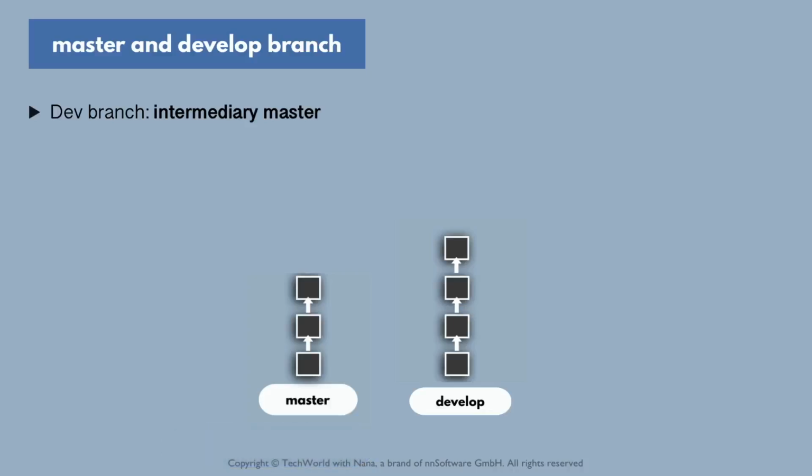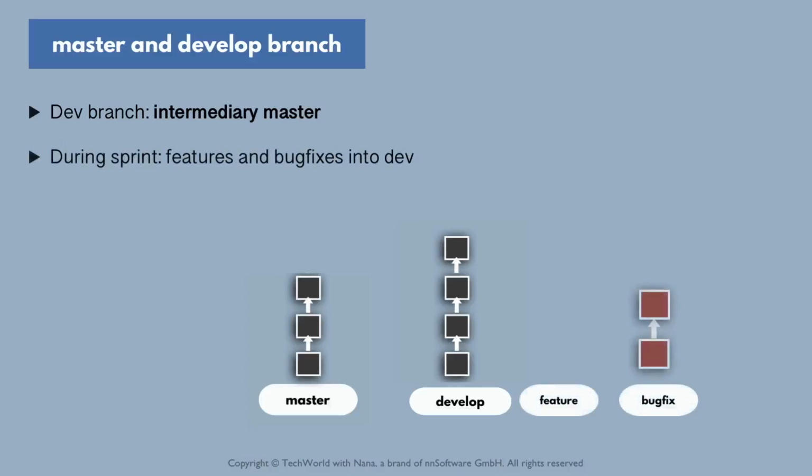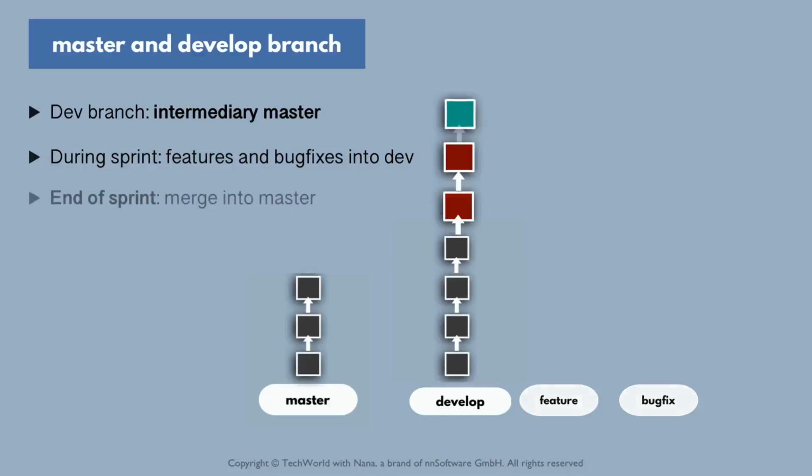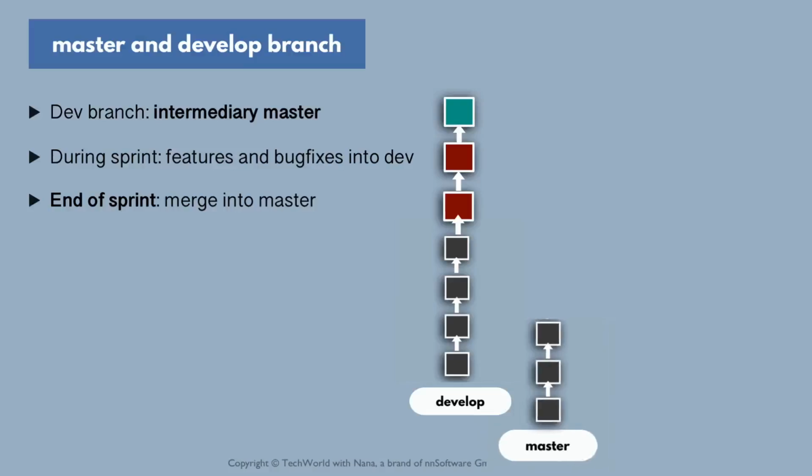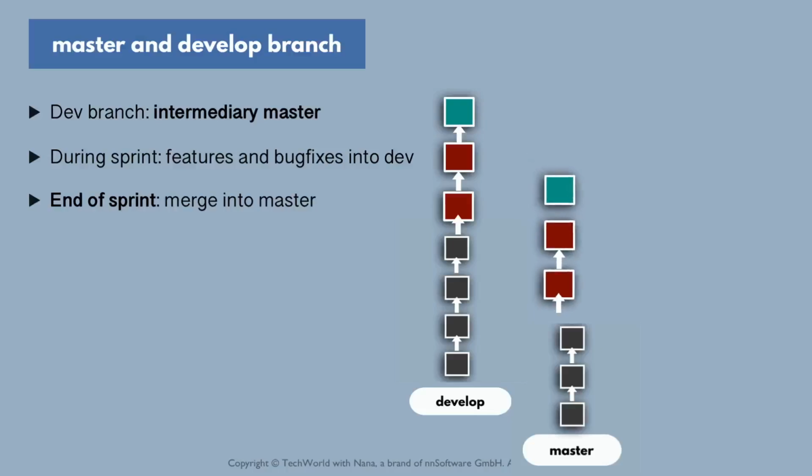So how this works is that the teams that are developing in sprints, they create their feature branch and bug fix branches, and they merge them to the develop branch. And at the end of the sprint, be it a 2-week period, a 3-week period, or whatever it is, the develop branch then gets merged into master, right? So they test the develop branch and all the changes that were made there, and then merge it into master.